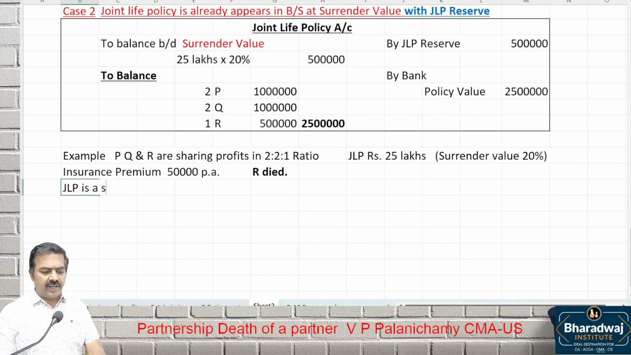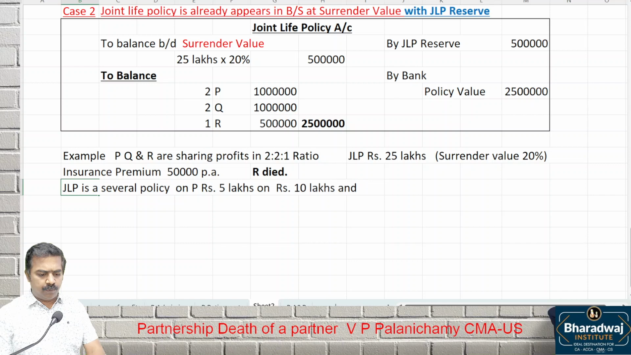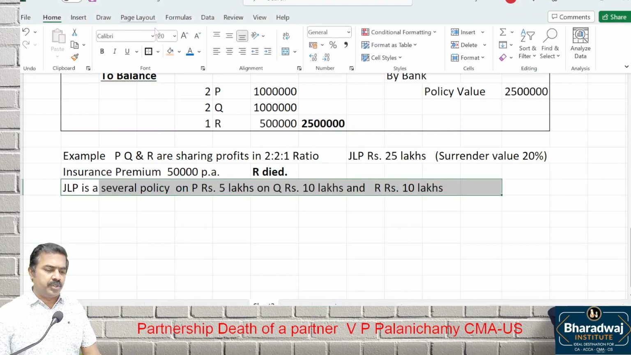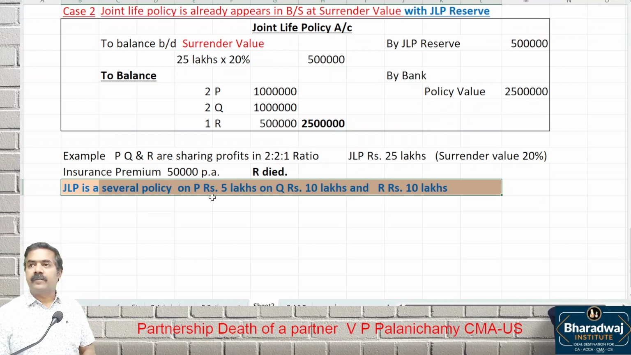JLP is a several policy. On P rupees 5 lakhs, on R rupees 10 lakhs, and Q rupees 10 lakhs. See, the several policy need not be in profit sharing ratio. It need not be in profit sharing ratio. How much for PQR in this case? 5 lakh, 10 lakh, 10 lakh.